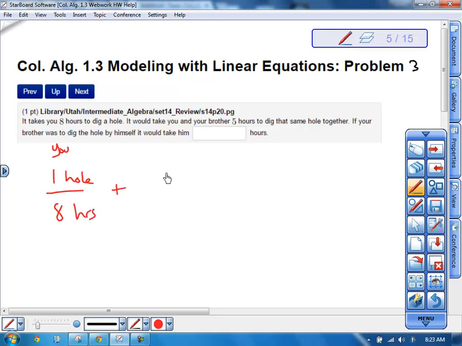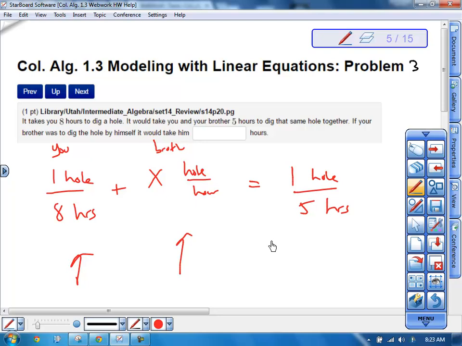All right, and now plus, we don't know your brother's rate to dig the hole per hour. And you can reciprocate this. It might even be easier to reciprocate it, but I'll do it like this. So this is your brother. And together, you guys, you dig one hole in 5 hours. So you plus your brother working together, you can dig one hole in 5 hours.